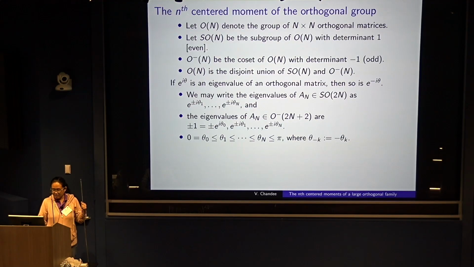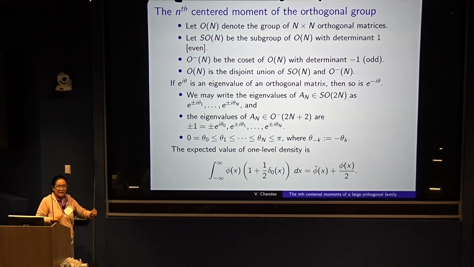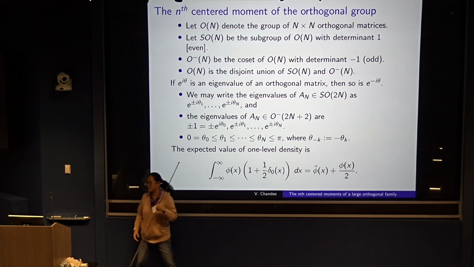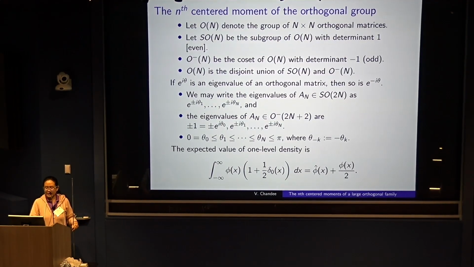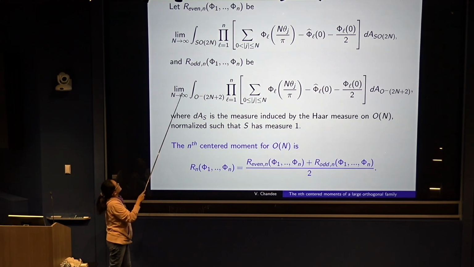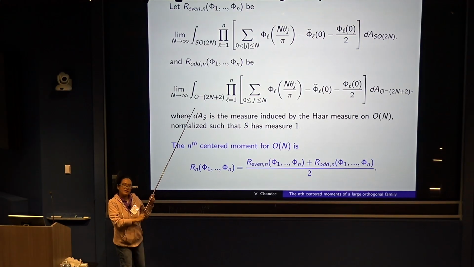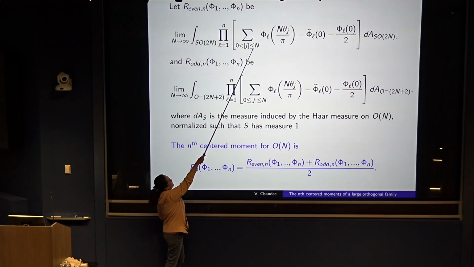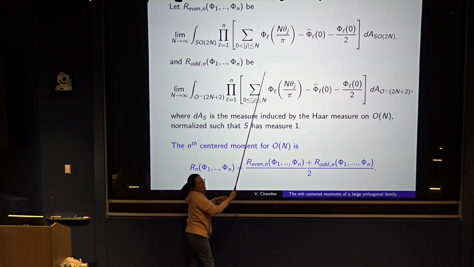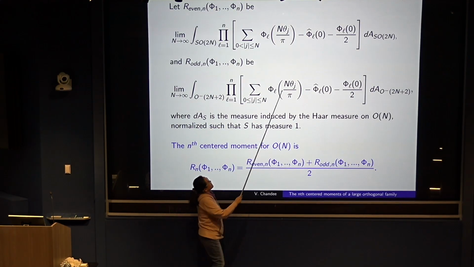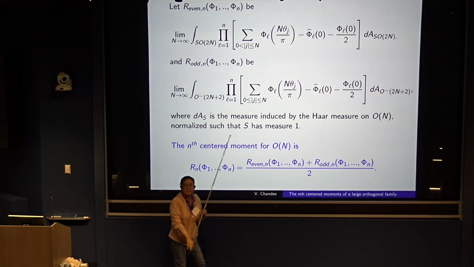And then again, we recall that the expected value for the one-level density is this, and when you do the computation, it's phi hat plus phi of x over 2. And so the n-centered moment for the full orthogonal group will be defined separately. We have R even first, the integral over the even orthogonal group, where the index starts from 1 to n. And we have the scaling of n over pi, because this is the average spacing of eigenvalues in the interval of length pi, and there are n of them. So it's n over pi there. And then you subtract the expected value here.